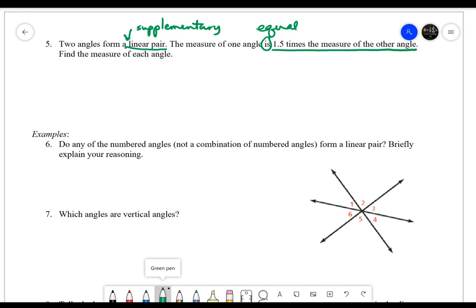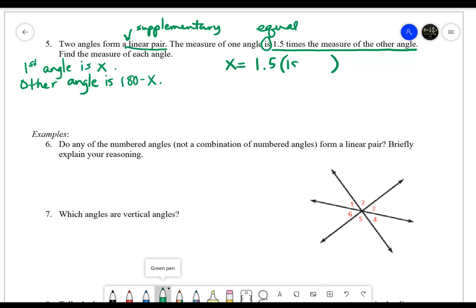Now it doesn't even say to draw a picture, but over here I'm going to say that my first angle is x. The other angle, if they add up to 180, then the other one is 180 minus x. And what this is saying is that the first one is equal to 1.5 times the other one. So I put that in there. Then I'm going to distribute my 1.5.